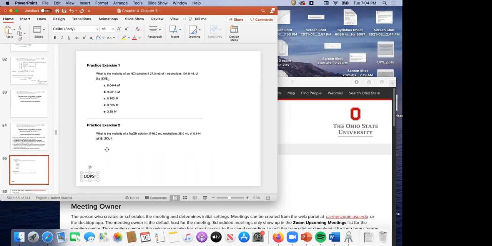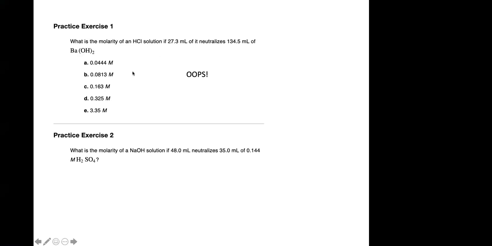I think I put this one in here because I recall students asking me questions about this one. Because within this one, it looks like you don't have all the information. In order to do the solution stoichiometry, you need a balanced equation and you need to know all the information about one of the solutions. I think you have that in practice exercise 2. I think something's lacking here within practice exercise 1.